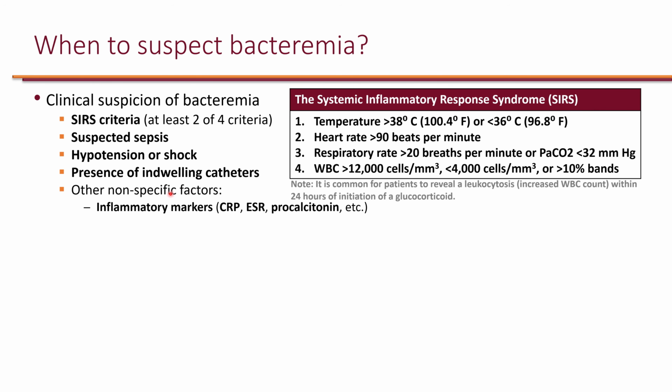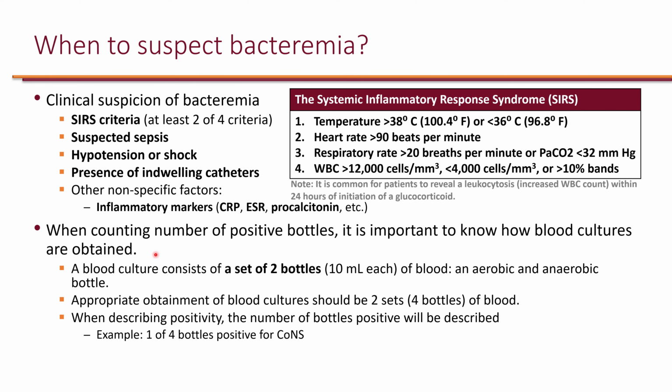And of course, some non-specific factors. So for example, if there are inflammatory markers that are elevated, such as C-reactive protein or ESR or procalcitonin, that's an indication that there could potentially be bacteremia in the patient. Now, when counting the number of positive bottles of blood when we send them to the lab for blood cultures, it's important to know how blood cultures are obtained.